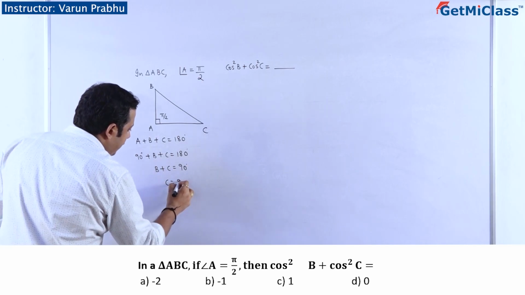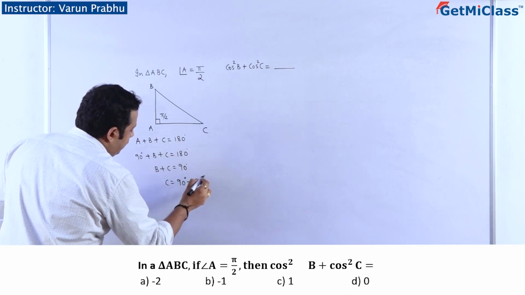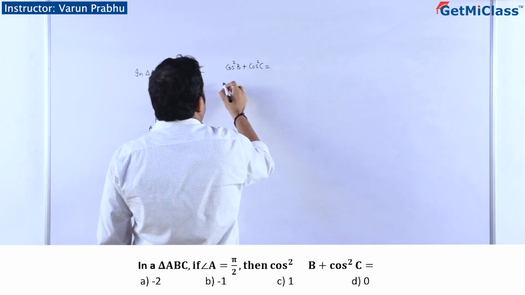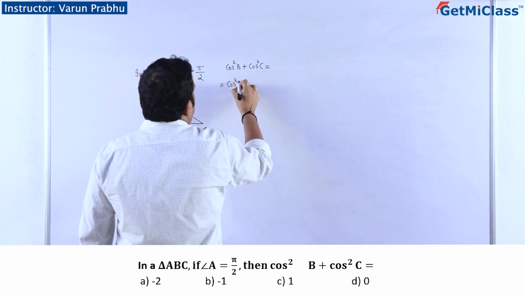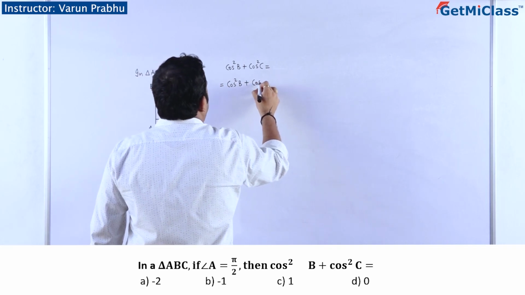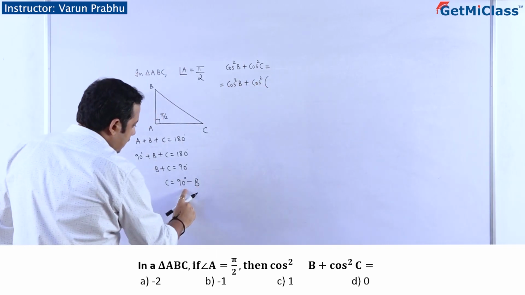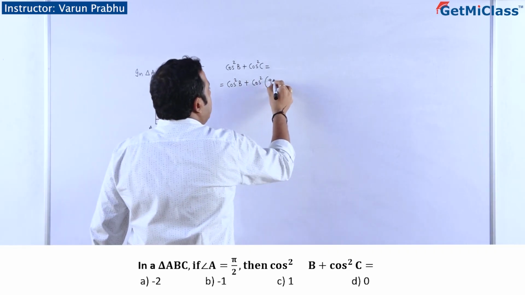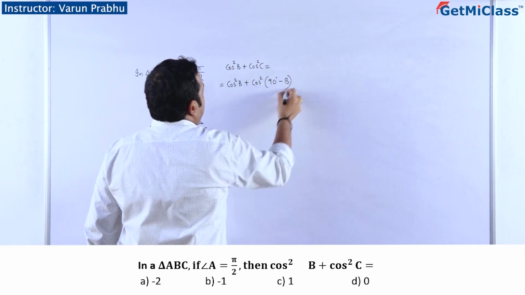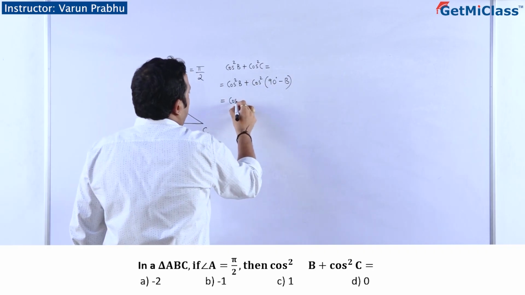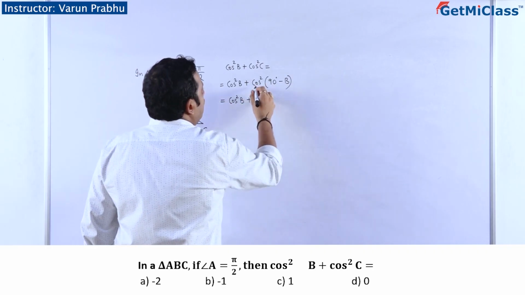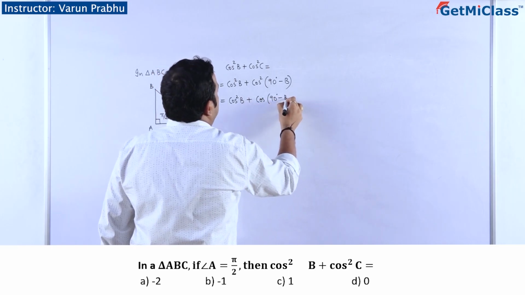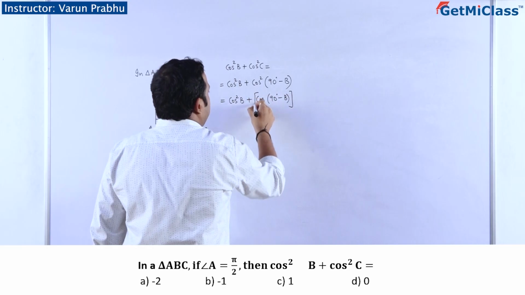So your value of C will be equal to 90 minus B, correct or not? 90 degrees minus B, complementary angle. So I can say here, this value can be written as cos squared B plus cos squared C, and C can be written from equation 1 as 90 degrees minus B, correct or not? So I can say cos squared B plus, I can write like this, cos of 90 degrees minus B, the whole square, correct or not?